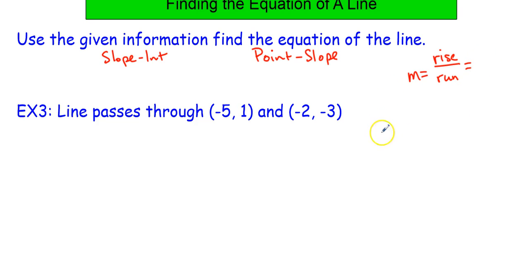So the change up and down, that's what they mean by rise. We do that by taking the second y and subtracting the first y, and that gives us how far we traveled in the y direction. And then the run is just left and right. It's how far do we go left versus how far do we go right. And that's the x coordinate of where we ended up minus the x coordinate of where we started.